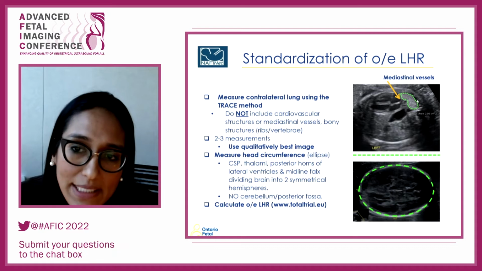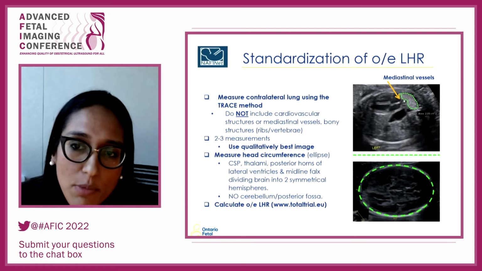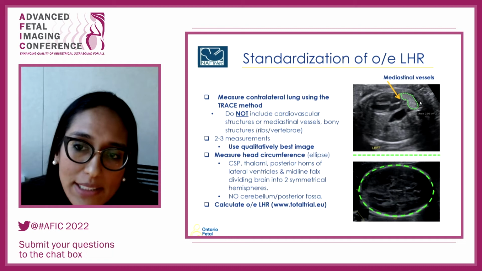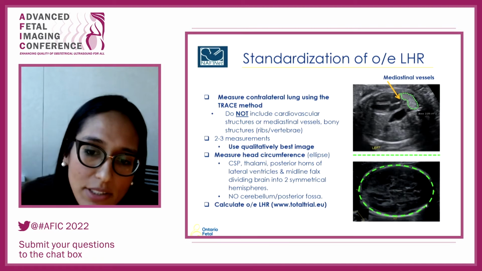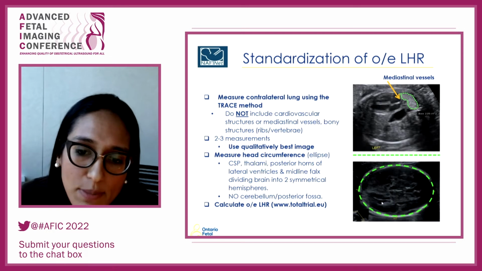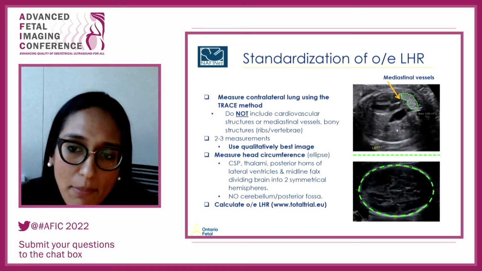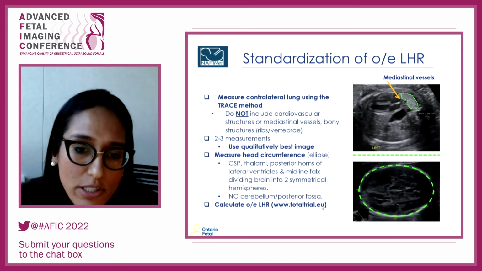You want to trace out the lung, which is the method we found to be the most reproducible. So you want to trace out all around the edges of the lung. You want to leave out the mediastinal vessel. And this is a really magnified image that allows you to appreciate those details. And then you take the head circumference like we normally do, where you see the CSP, you see the ventricles, you don't see any cerebellum, and then you get a LHR at a certain gestational age.